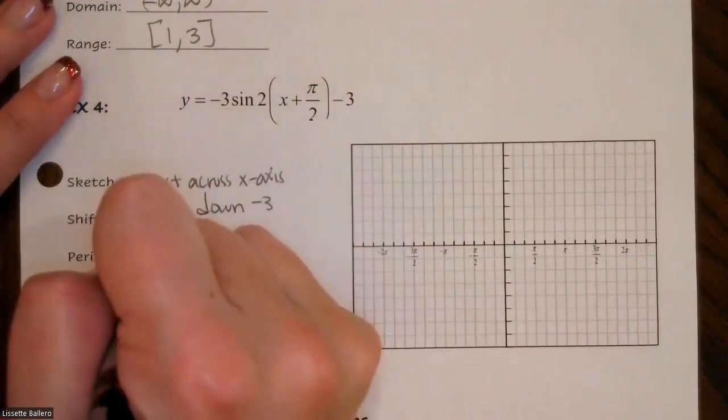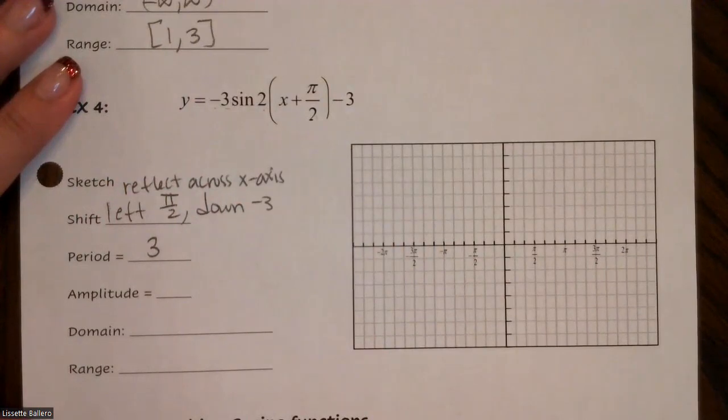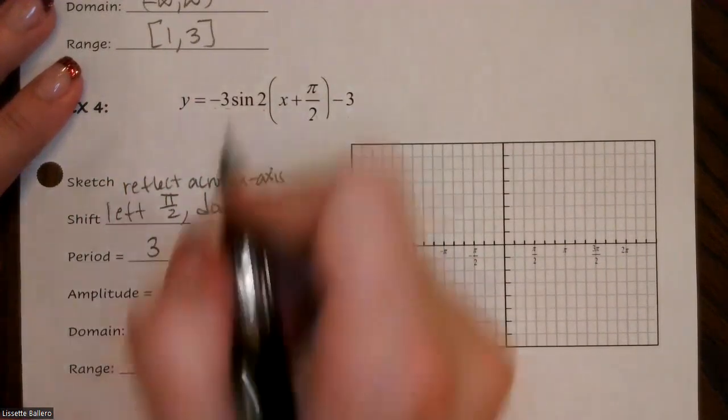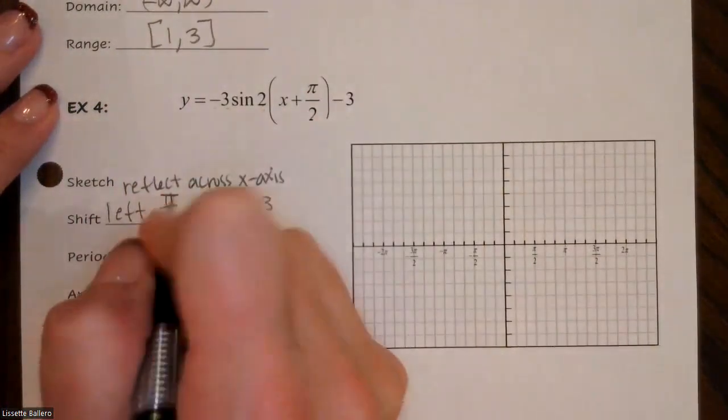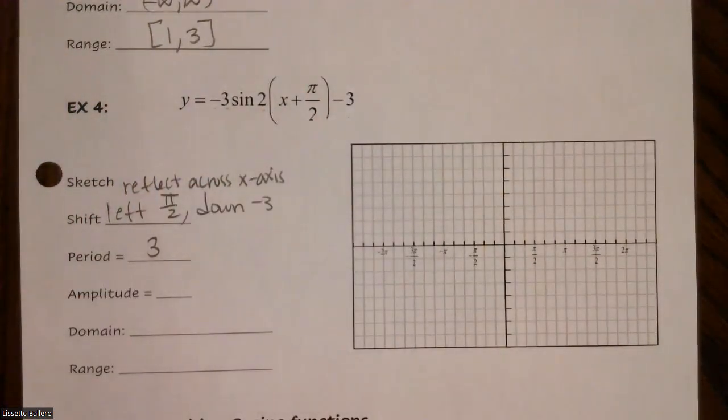Now, the period has changed to 3, so I want to make sure that I take that into account. And our period has changed because we've got this 2 here. So I would take, whoops, I wrote that in the place of the amplitude.